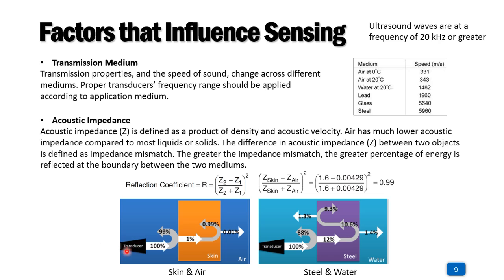Here we have a transducer that provides 100% energy to the target, and in the case of skin and air, we have 99% of the energy reflected back, because we have a reflection coefficient of 0.99, because of the greater impedance mismatch between the skin and air. However, in the case of steel and water, the reflected energy is 88% of the original.